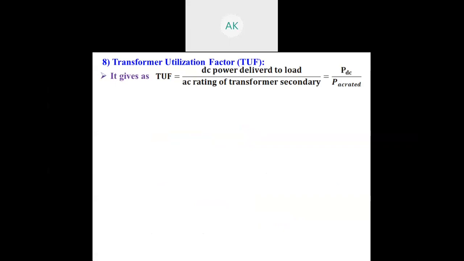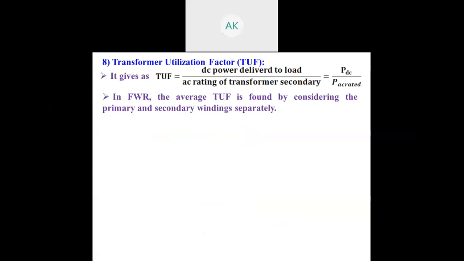Next is the transformer utilization factor. We need to find the transformer utilization factor for a full wave rectifier. For this purpose, we are using a center tap transformer.